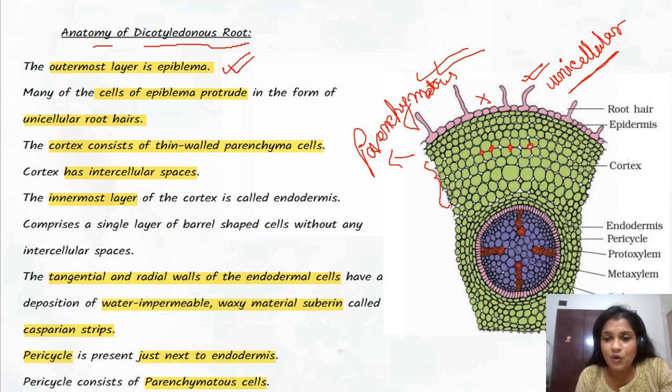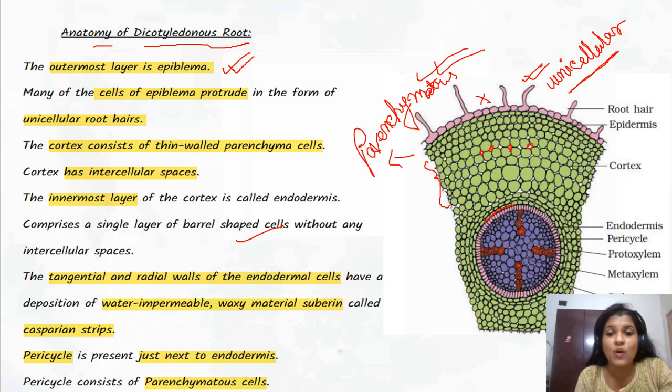Now, what is the innermost layer of cortex? This pink one is the innermost layer of cortex, and it is known as endodermis. It has a single layer of barrel shaped cells, again without any intercellular spaces. Why such? Because it prevents water seepage into the inner vascular bundle.